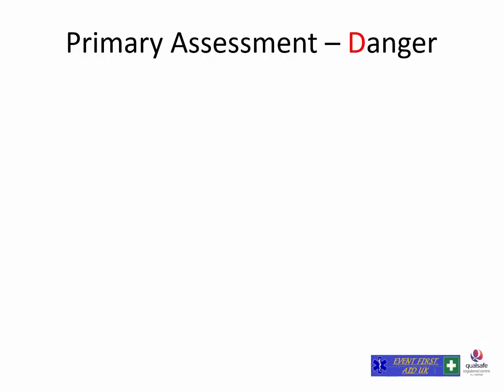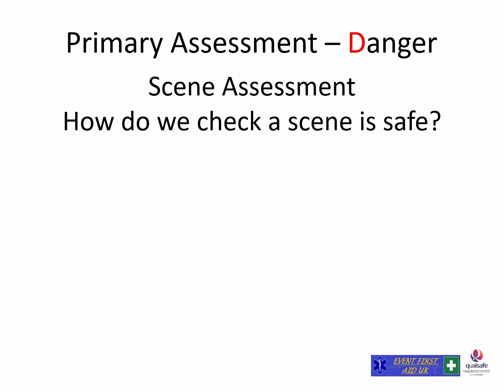So, the first part, the D of the primary survey, is danger. So, we need to make sure that we keep ourselves safe as we are the most important person on the scene of any incident. We can do this by completing a scene assessment. So, how do we check if a scene is safe to enter? Well, we're going to be using all of our senses. So first of all, our sight.